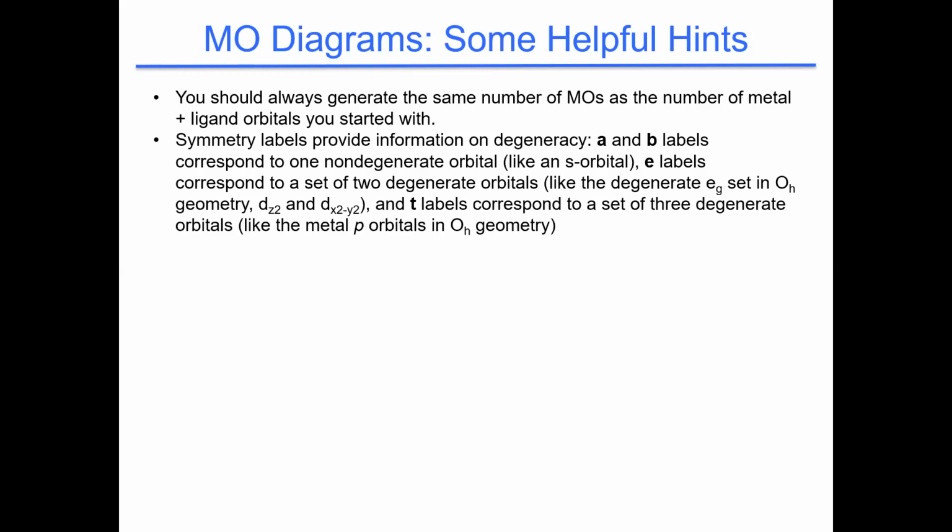Symmetry labels also provide some information on the degeneracy of the orbitals. A and B labels correspond to one non-degenerate orbital, sort of like an s orbital. The E labels correspond to a set of two degenerate orbitals, like the degenerate eg set in Oh, or octahedral, geometry. And then T labels correspond to three degenerate orbitals, such as the metal p orbitals in octahedral geometry.